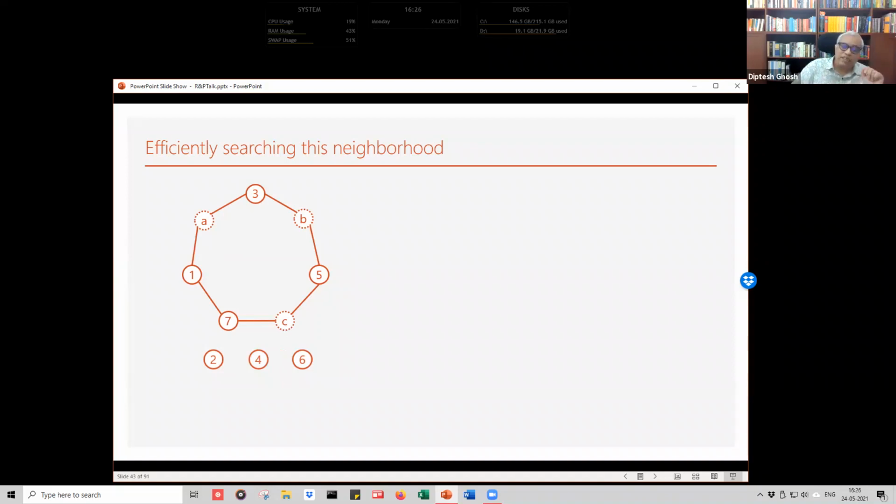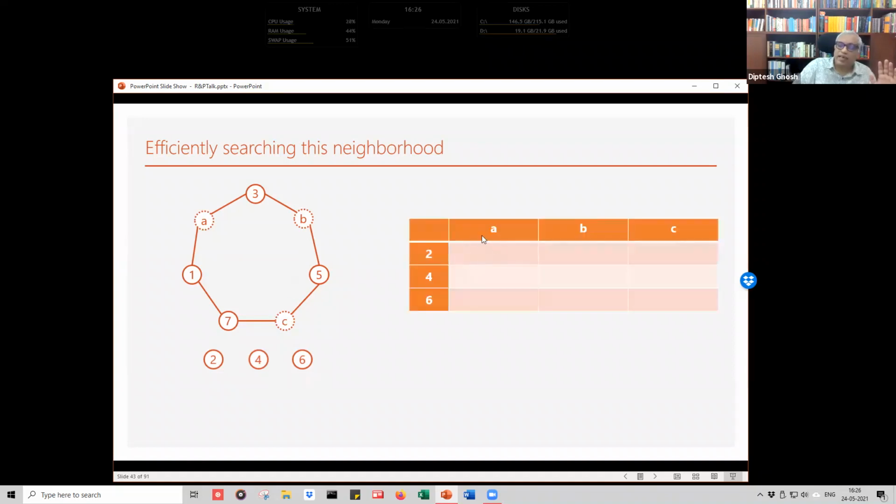Now, but what happens is that at the end of the day, I will have to put these 3 points in these 3 positions, right? So let us say that I have these 3 positions and these 3 points. So what would happen if I have to put the point 2 at this position?